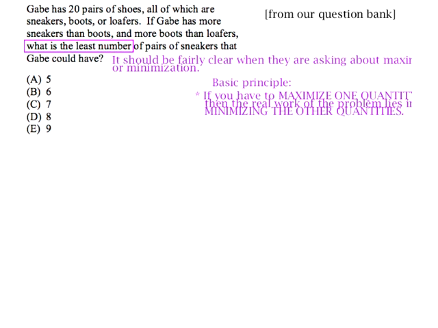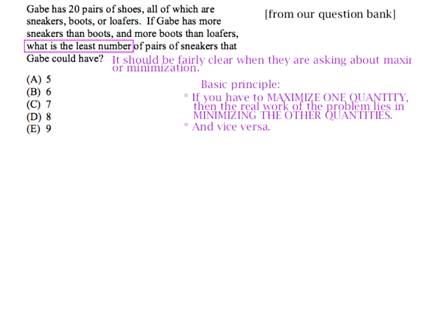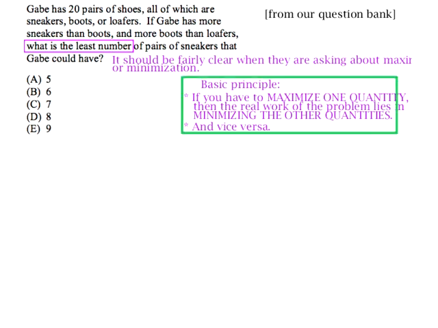And then vice versa. If you have to minimize one quantity, then the work of the problem is really going to lie in maximizing the other quantity. So that's the deal. Any sort of thing, you probably know that. Let's say that you have some unexpected expenses and you have to pay as much as possible towards those expenses in some month. If you have to do that, then you have to minimize what you spend on everything else. This is all pretty clear. Again, when people are in testing environments, they tend to be a little bit less clear on stuff like that. But just think about it. It should make sense.